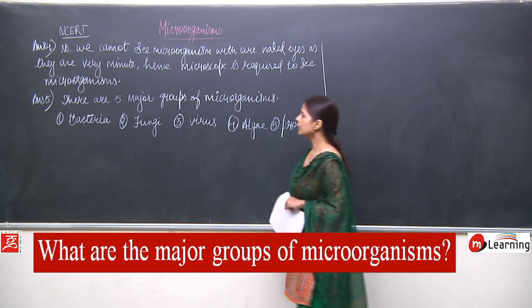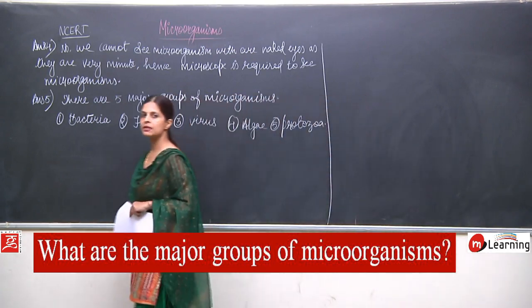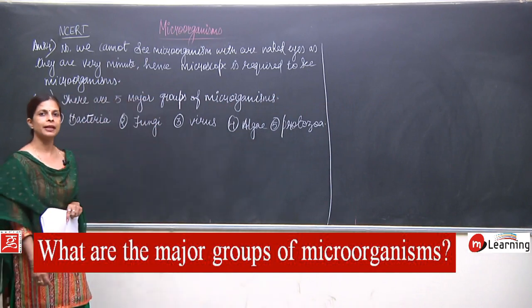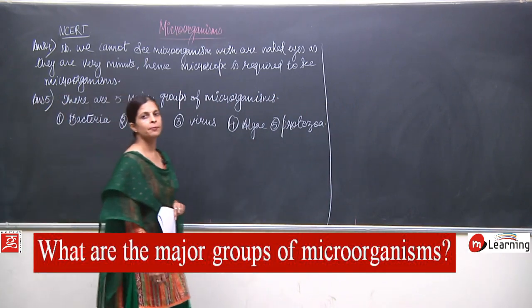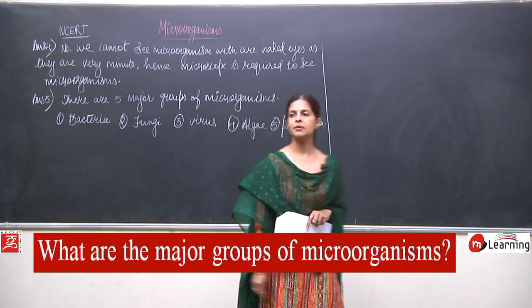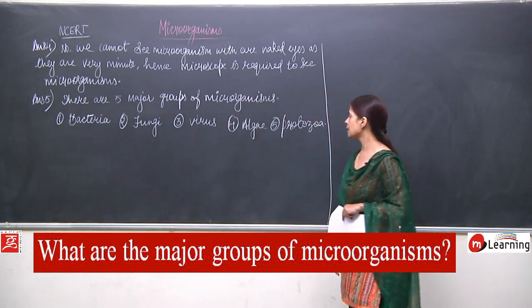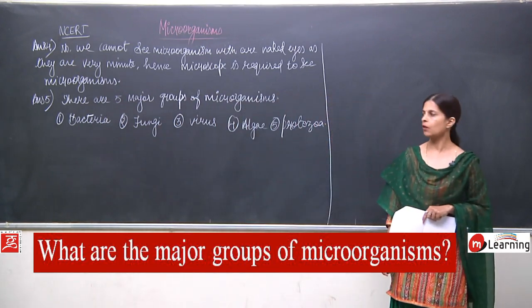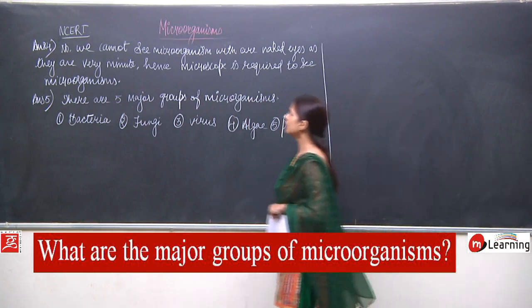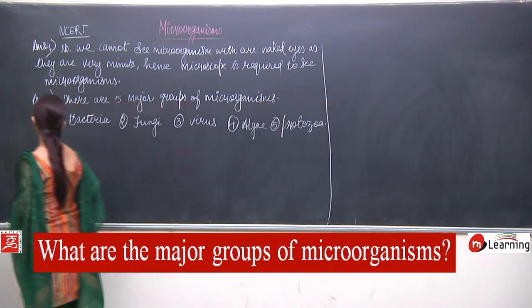So here the division of the microorganisms I have written over here, that they can be divided into five major groups. What are the groups? So bacteria, fungi, virus, algae and protozoans. Now we'll move to the next question.